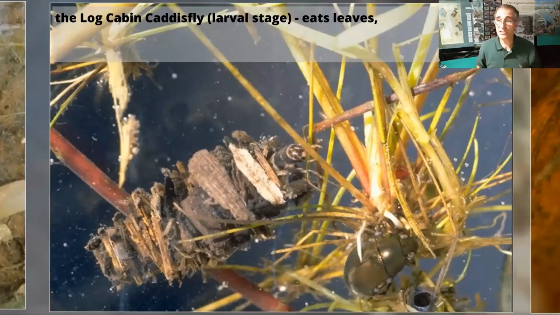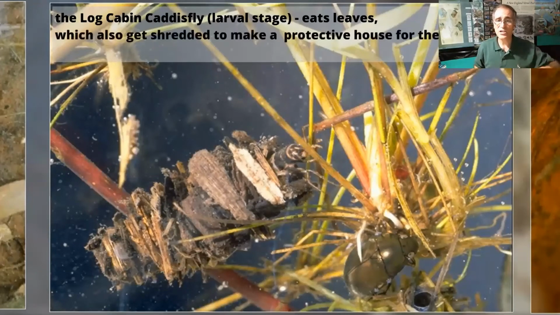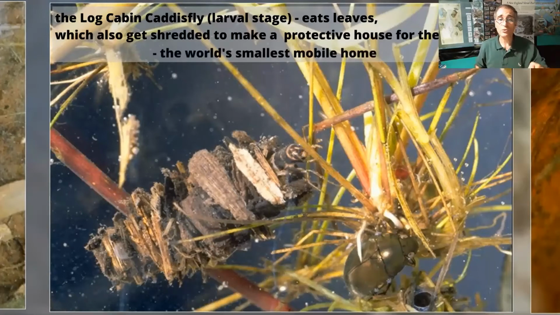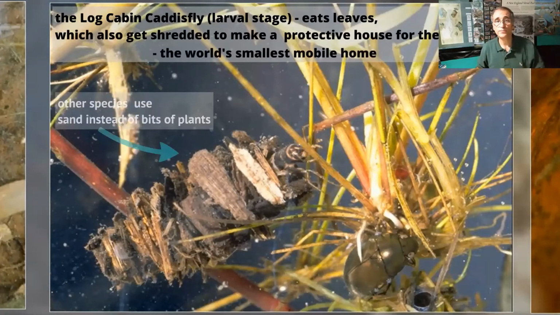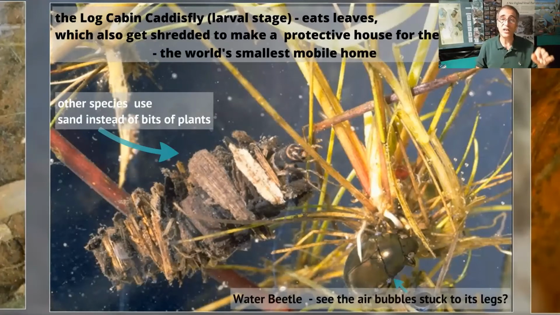This is a caddisfly larva. A caddisfly larva breaks up bits of vegetation and glues them to their backs. I call this the world's smallest mobile home. Instead of bits of debris, vegetative debris, they can actually use sand. I've seen the sand ones, the little sand tubes.